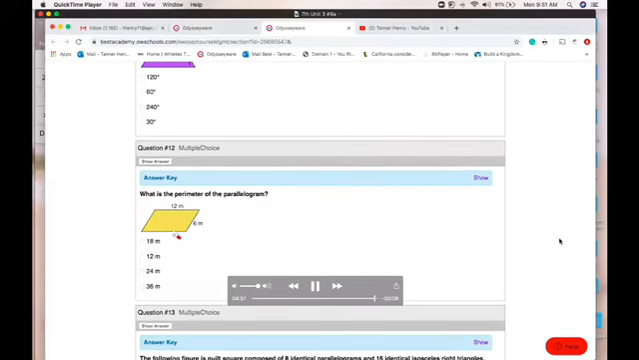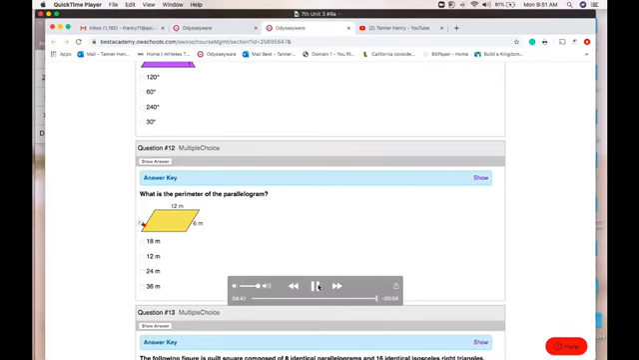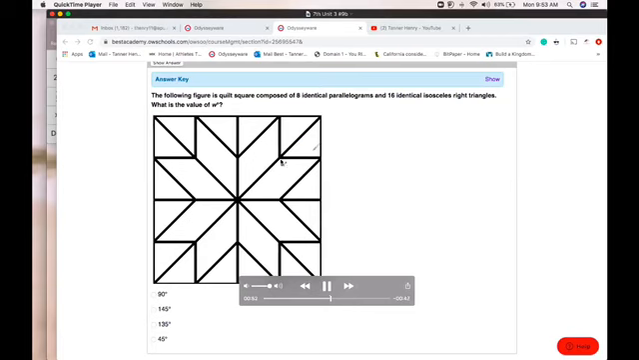Number 12 says, what is the perimeter of the parallelogram? We're just adding, let me pause this. If this side's 12 and this side's 12, if this side is 6 and this side is 6, so just do 12 plus 12 plus 6 plus 6. So we're solving for W right here.